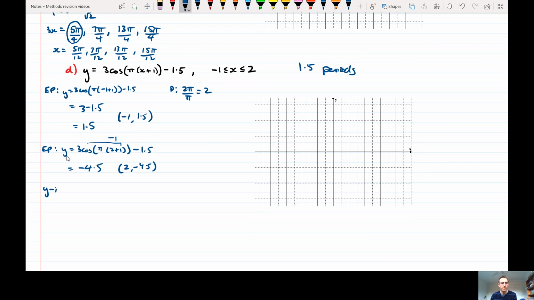Your y-intercept, you have x is 0, so you have y equals 3 cosine pi of (0 plus 1), take 1.5. This is cosine of pi, which is -1, so you're going to end up with -4.5 as well.